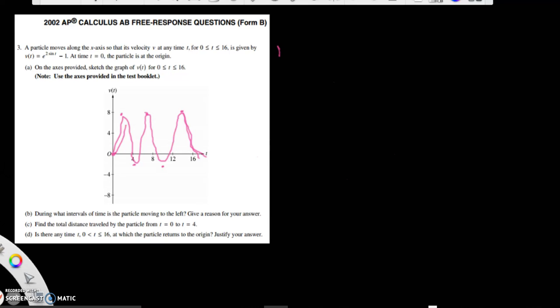So, part B, the particle moves left when v(t) is less than 0. So you have to use your calculator, and you have to set this function to 0, and then you have to solve. And then when you solve, you're going to get the following intervals.